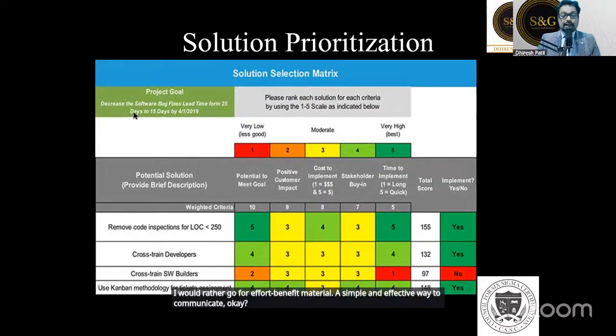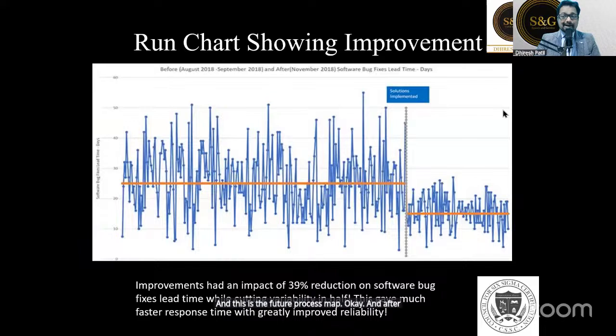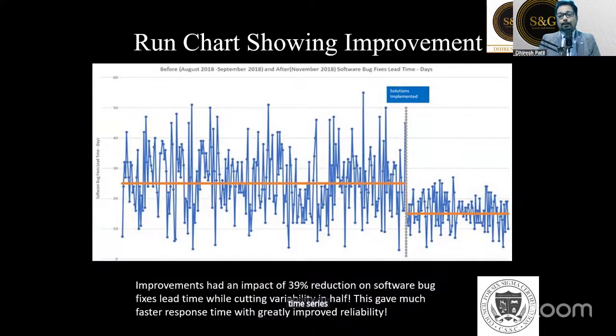Then this is the 2B process map. 2B means the futuristic process map after eliminating non-value added and bottleneck processes. This is the future. So first is the as-is, and this is the future process map. And after implementing the solution, you can see the same time series plotted in this fashion. You can see a clear-cut reduction in the bug fixing timeline.